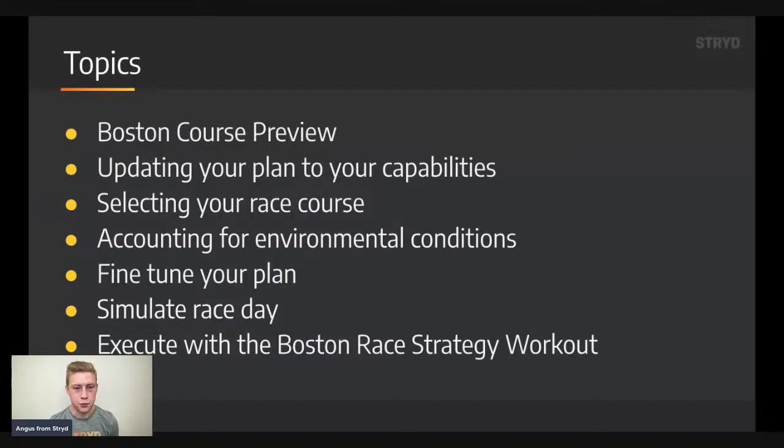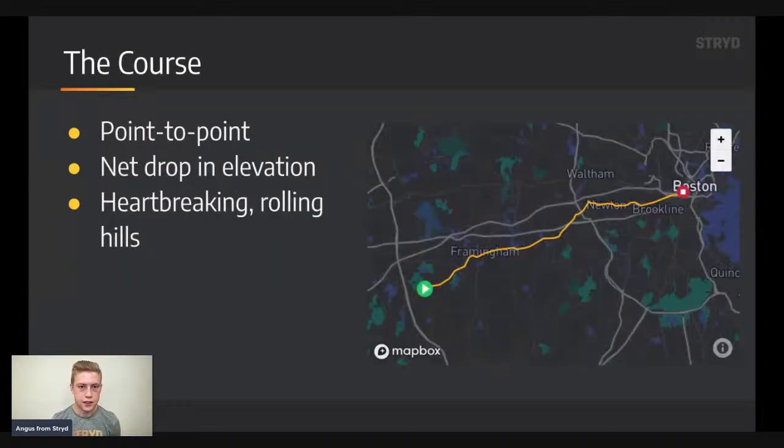This is how we're going to structure the webinar for today. We're going to be having the Boston course preview for the first half, and then we're going to be talking about the race power calculator for the second half and covering lots of great topics, including how the race power calculator updates your race plan to your capabilities, selecting your race course, accounting for environmental conditions, fine-tuning your plan once you get a great plan from the race power calculator, simulating race day so you're all set to have your best race, and executing with the Boston Race Strategy Workout. So we have a very special workout collection we're going to be talking about today, and a few ways to tweak your race strategy based on power. So let's jump into it.